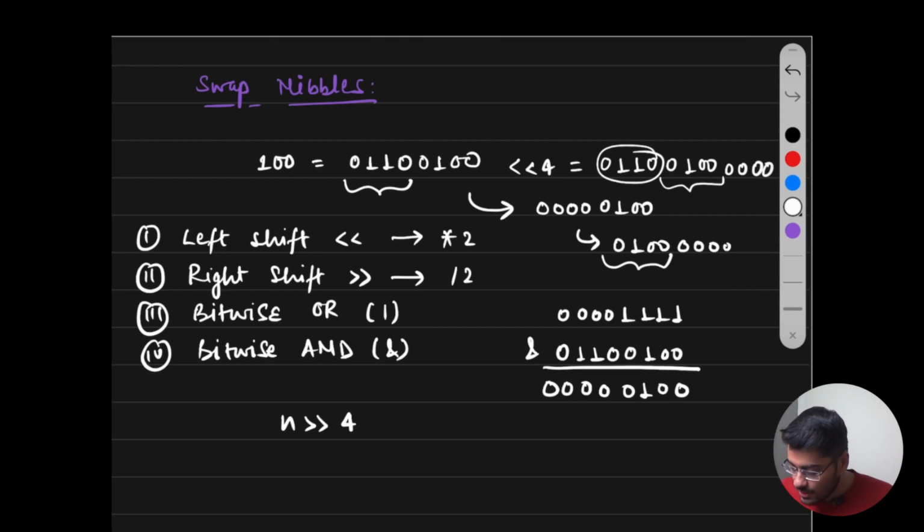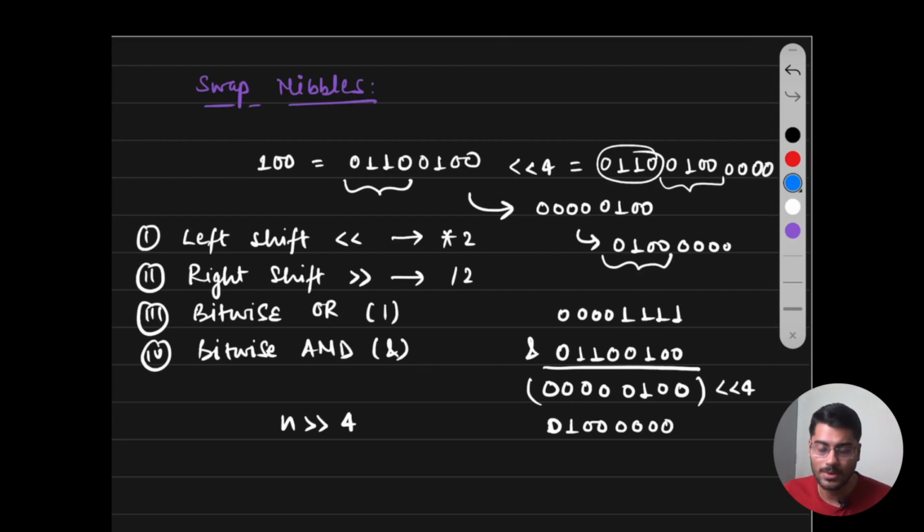Now, if we apply a left shift of 4 on this number, what will we get? Our number will shift by 4. These 0s will move out of the window, because zeros on the most significant bit don't make sense, right? So this 0 will move out of the window, and the last 4 bits will be set to 0.